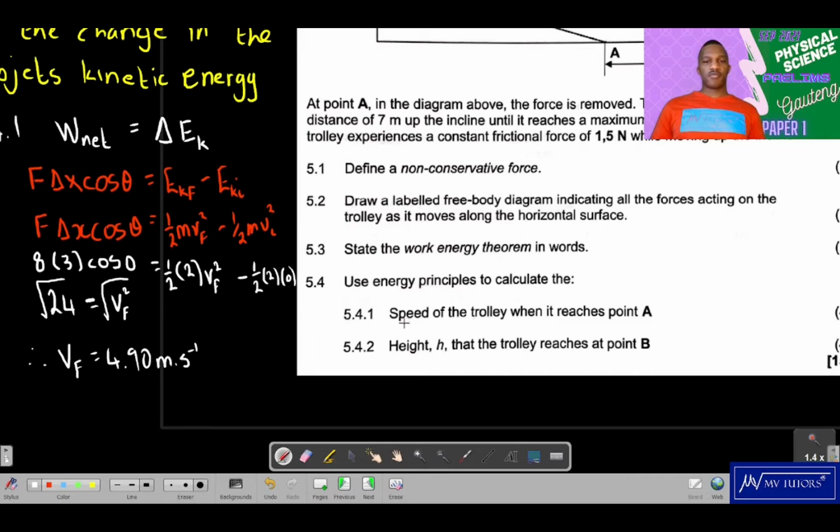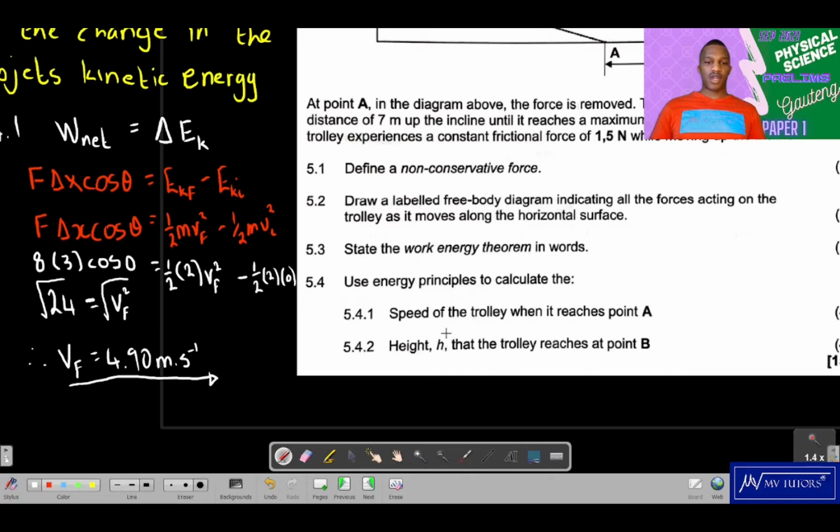Now, what's the difference between speed and velocity? Speed is a scalar and velocity is a vector quantity. That means that for speed, you only give the answer like this without any direction, but for a vector quantity, which is velocity, you have to include the direction. But because they ask for speed here, we don't need to include direction. So we'll just leave our answer like that.